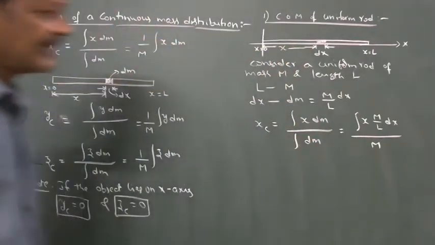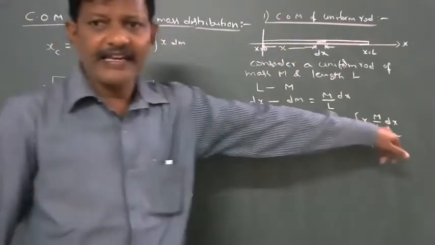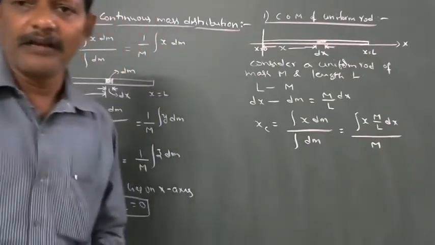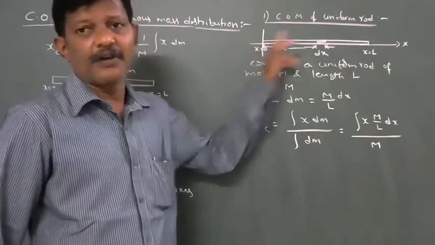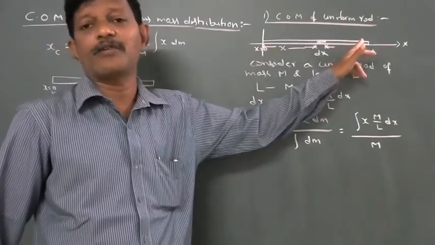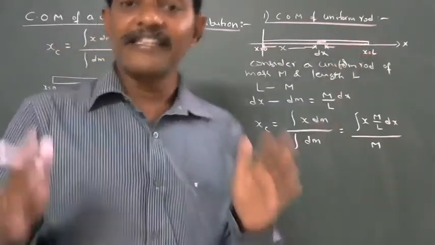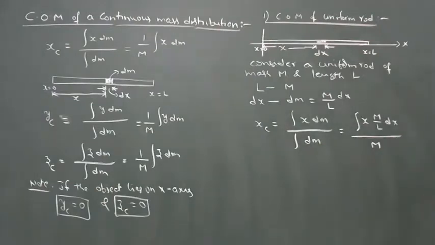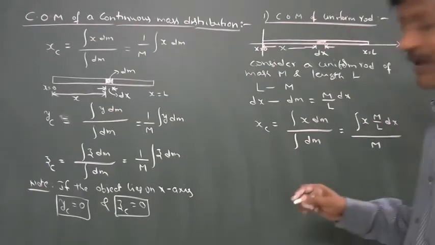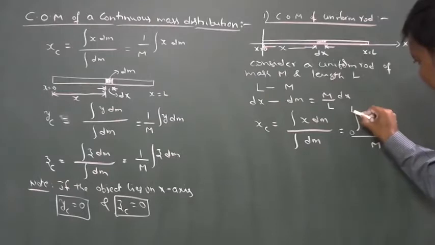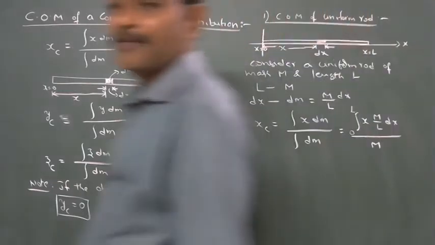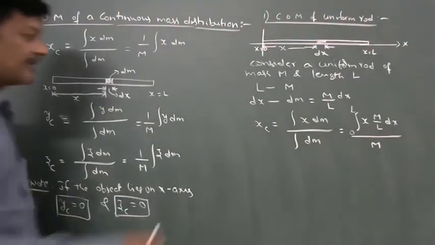And what are the limits? Here it is very clear that x is variable. When the element is near this end, x is 0. When the element is near this end, x is equal to L. So the distance of that element varies from 0 to L. Therefore, the limits are 0 and L. Lower limit is 0, upper limit is L.